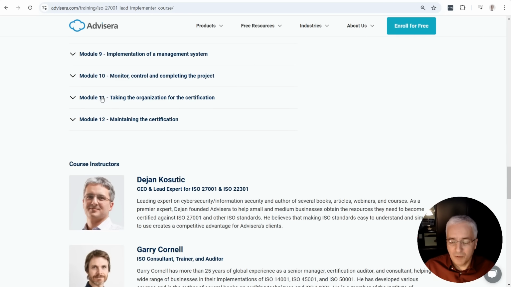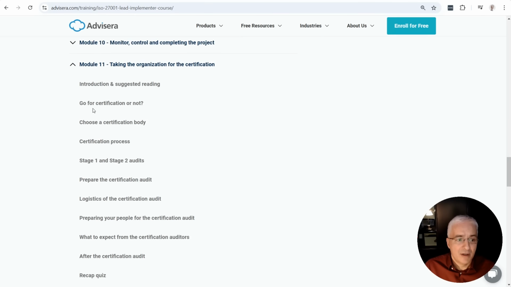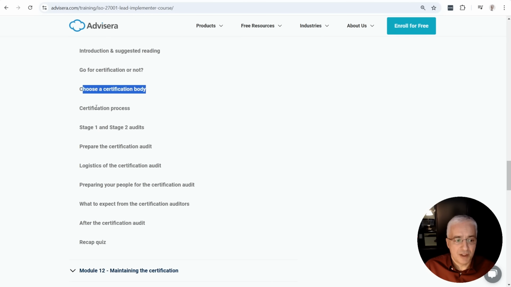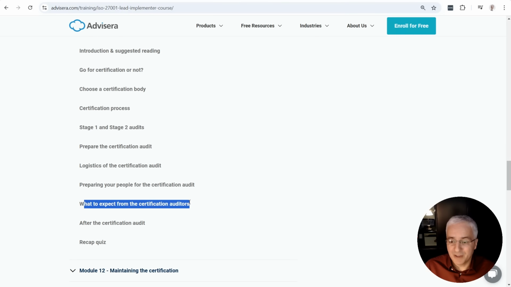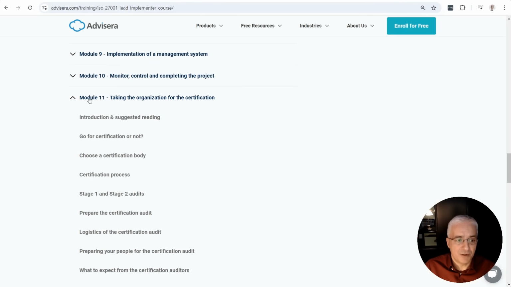Module 11 is what is important to understand about the certification. So, should a company go for a certification or not? How to choose a certification body? How does the certification process work? Stage 1, Stage 2 audits, preparation for a certification audit, logistics for certification audit, preparing your employees for certification audit, what to expect from the auditors, what they can and cannot do, and what happens after the certification audit.